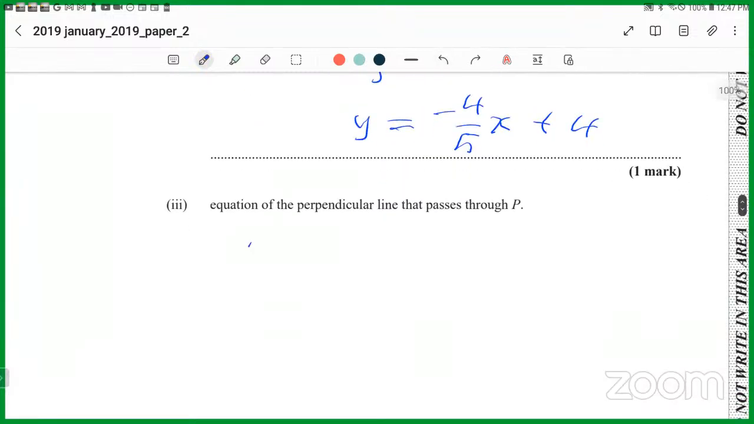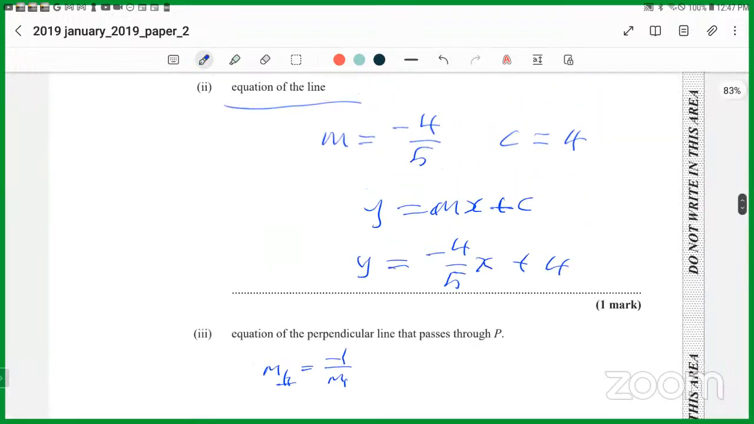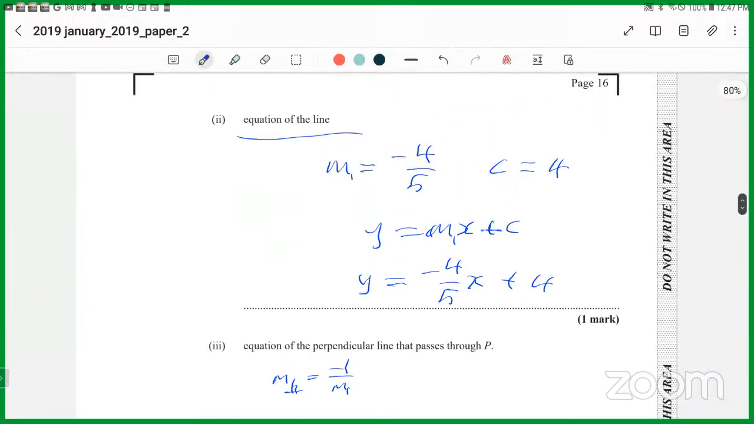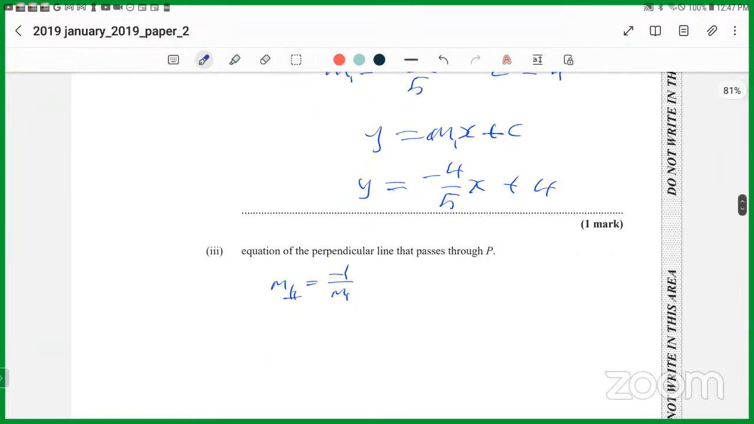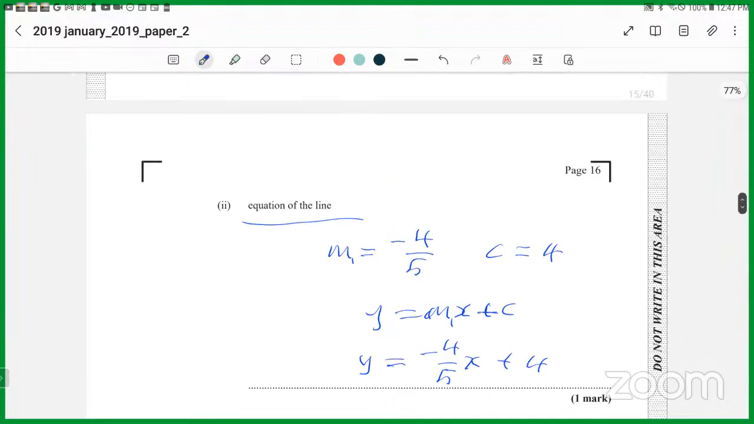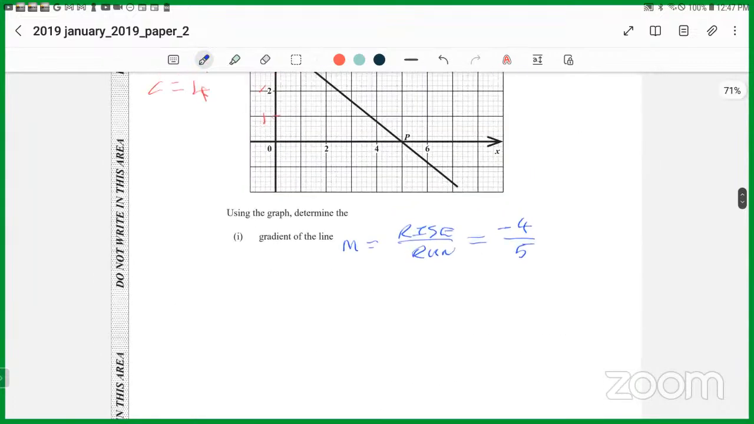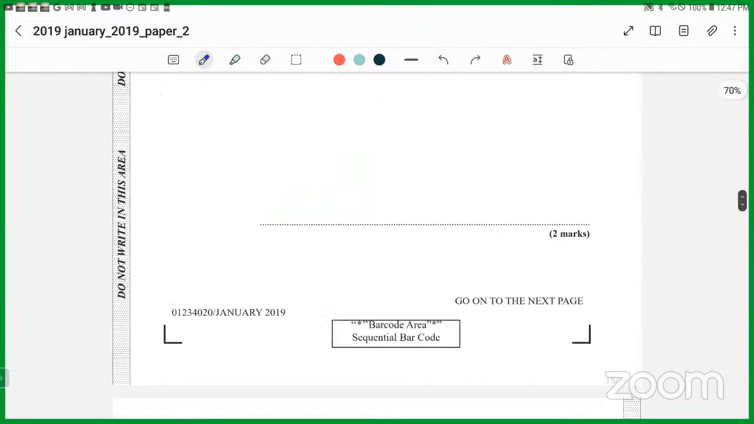The perpendicular gradient is going to be -1 over the original gradient of the first line. Let's call the first line M1, the gradient of line 1. So that becomes equal to the negative reciprocal, which is 5 over 4. And it passes through the point P, which is 5, 0.